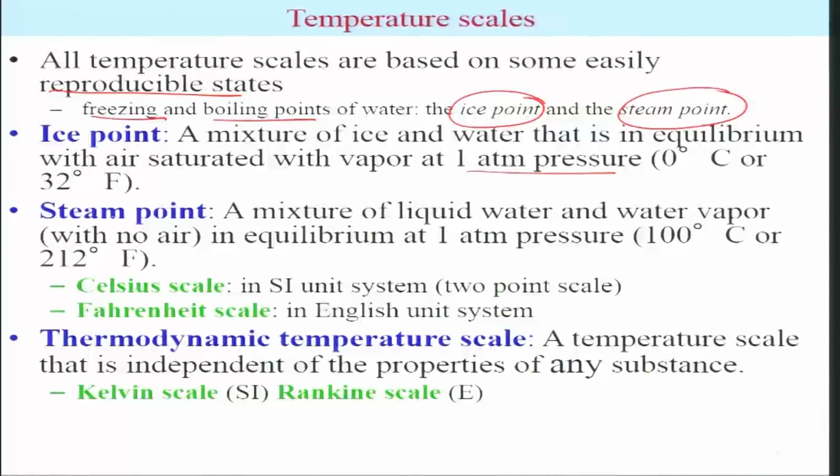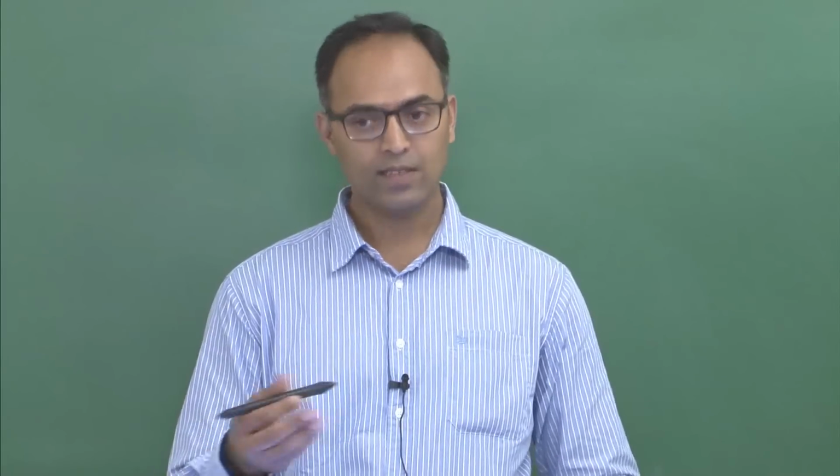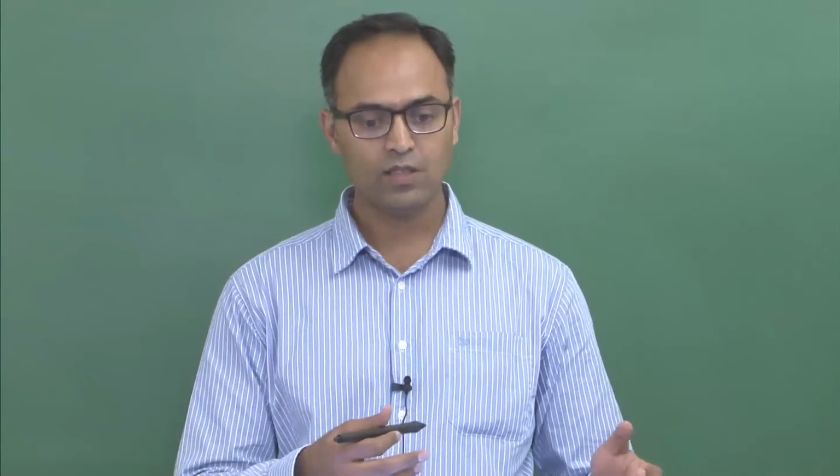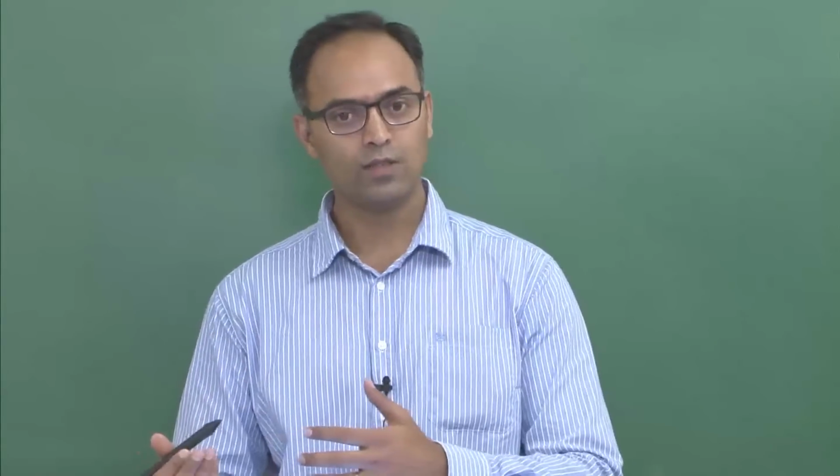And then you have this steam point, which is a mixture of liquid water and water vapor with no air. So for ice we have defined something called 0 Celsius and 32 Fahrenheit. These are the two different units which are used. Celsius is a scale which is more of an SI unit, and Fahrenheit is an English unit.